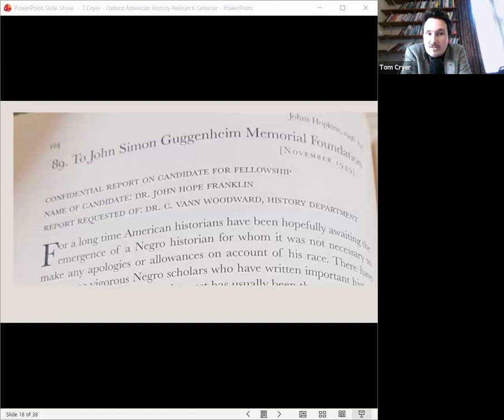There were vigorous scholars before Franklin, yet their primary interest had usually been the promotion of a cause, the cause of their race. This prevented wholehearted acceptance, Woodward continued, among the craft of professional historians. And the word professional is doing a lot of unspoken work there. Franklin, however, represented a black historian of the type we have been hoping to see.